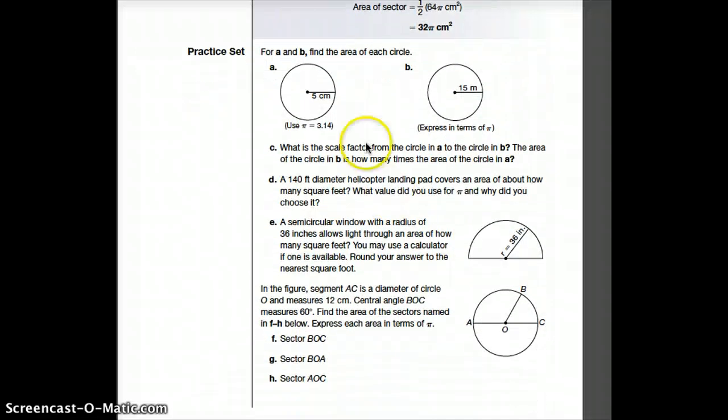Okay. Go ahead and do the practice set. It's A through H. A couple things to remember. When it says sector BOC, that is this sector, BOC. BOA is this sector, and then AOC is the half of a circle. Okay, good luck.